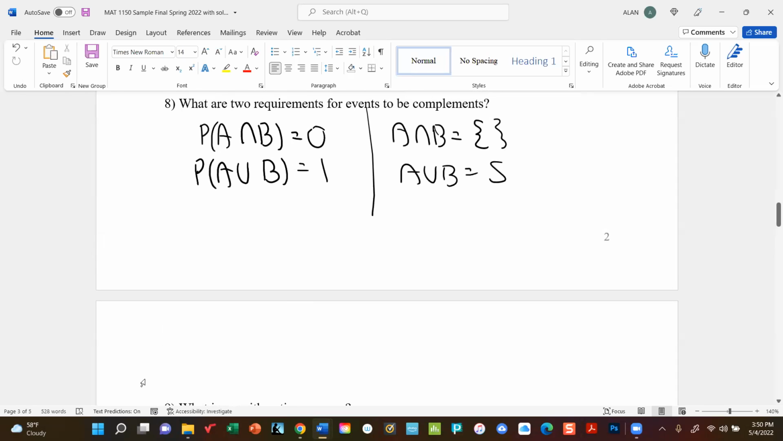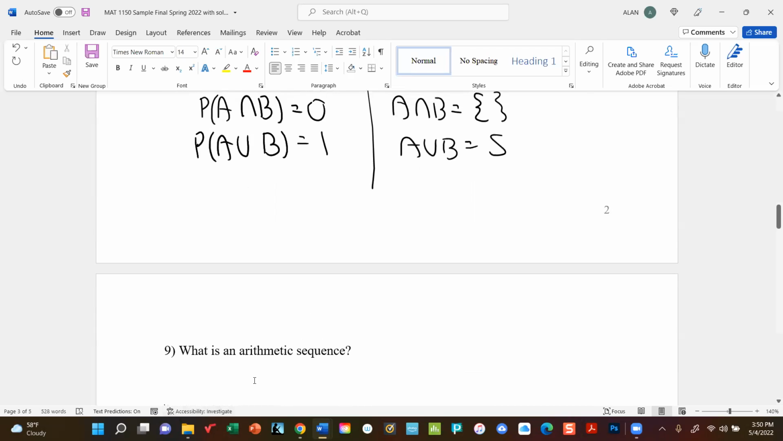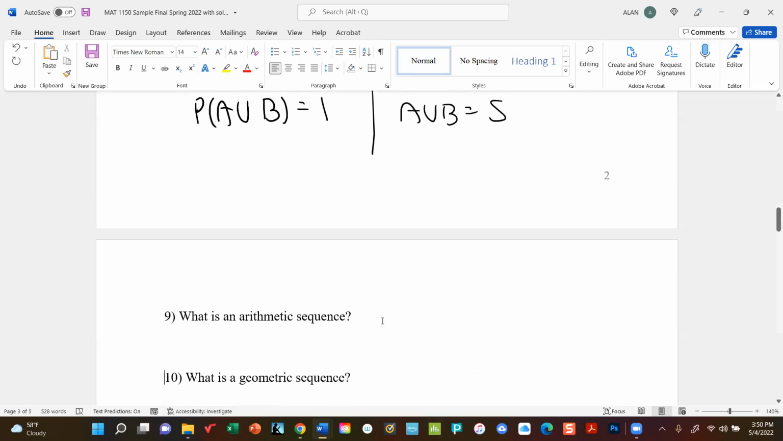All right, now the sequences, remember there's only the two types that we wanted to look at. A sequence is essentially a series, it's a group of numbers that have a pattern of some kind to them. The arithmetic sequence is the one where a sequence has a common difference between the terms.